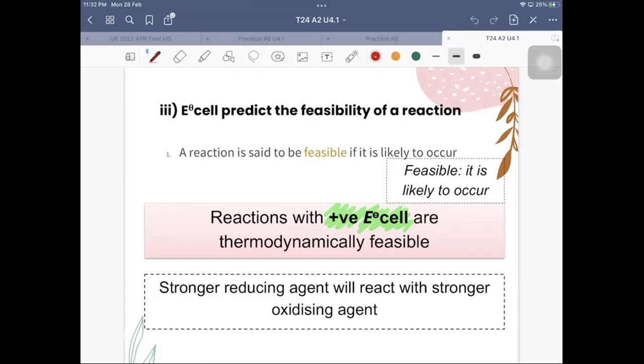Another guide or rule that we followed last time was that a stronger reducing agent will react with a stronger oxidizing agent. You can't have a weak reducing agent and a weak oxidizing agent. Just to remind you again that the oxidizing agents are the species that get reduced. So all the species sitting on the left of your data booklet, when you look at the electrode potential values, are your oxidizing agents, and all the species on the right will be your reducing agents.